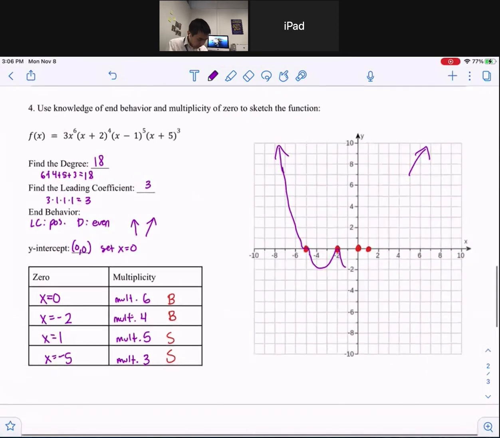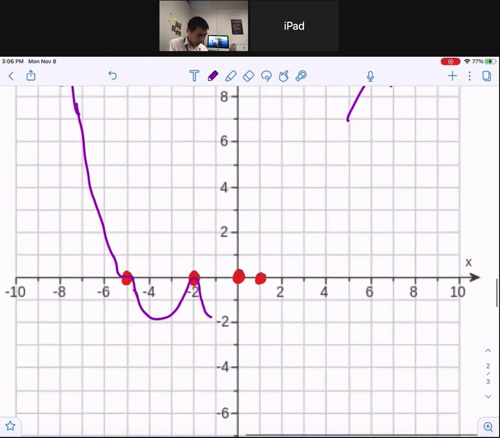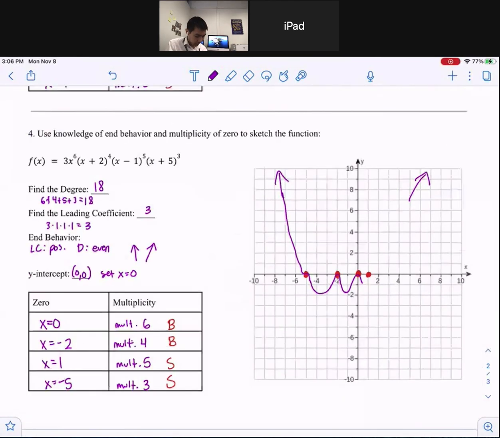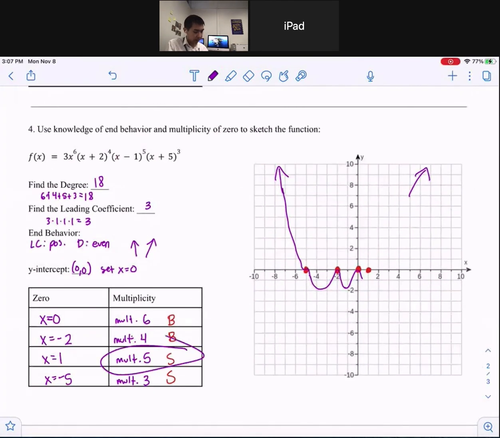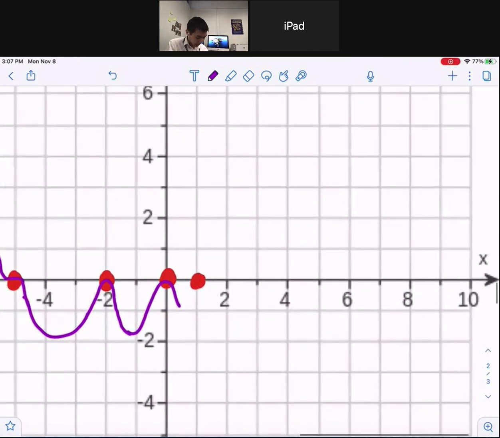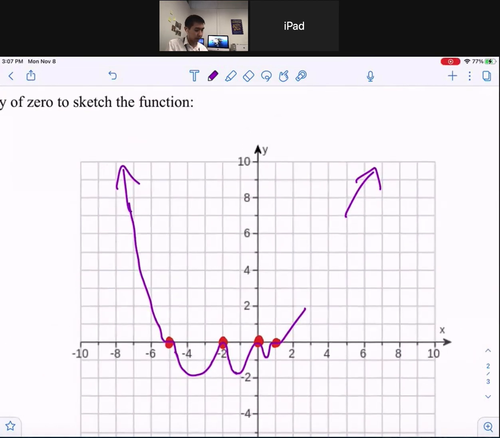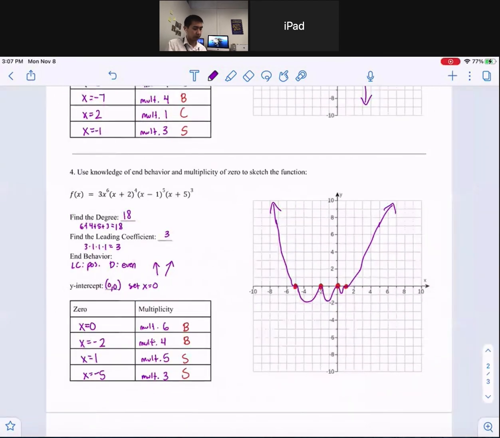At x equals 0, it is another bounce, you guys. So we're gonna bounce off of there. And then lastly, guys, at x equals 1, that is a slide. Nice horizontal line, and then slide off, and it's gonna match up with your guys' end behavior.